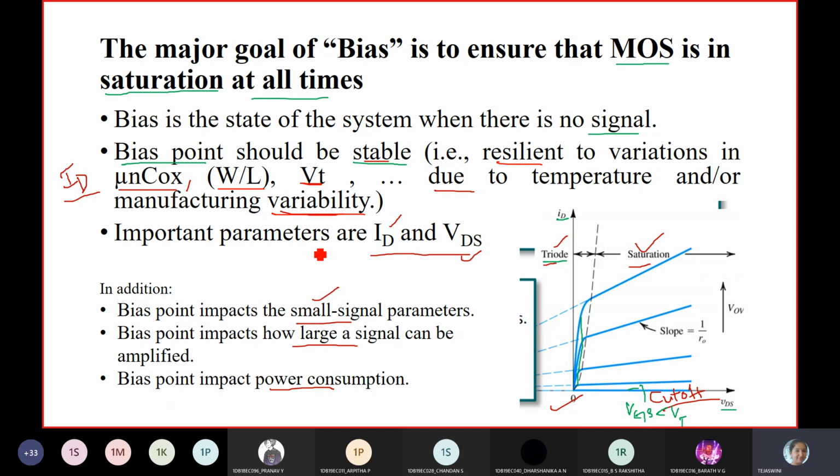So here the important parameters are ID and VDS. How does this bias point impact? The bias point impacts the small signal parameters as well as the large signal, how the large signal can be amplified, and it also impacts power consumption. So these are the important outlines of your biasing.